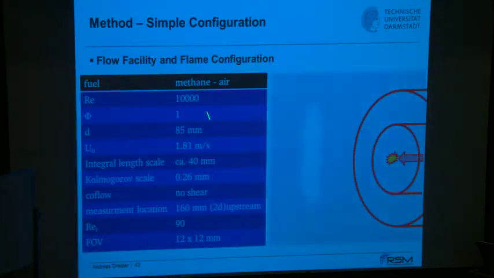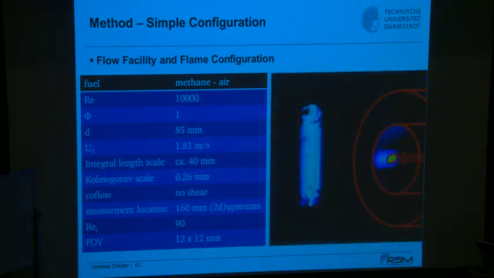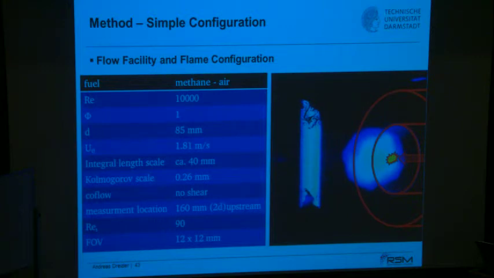So Reynolds number 10,000, equivalence ratio 1 for this case, and what is also important here, the Kolmogorov scales have been in an order where we think we can fully resolve that. Now you see here how the flame is propagating.